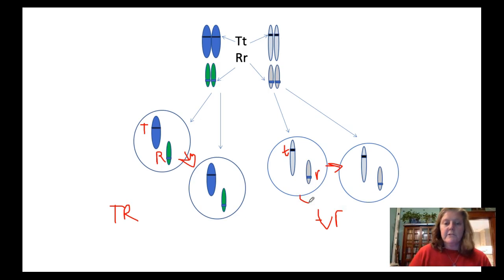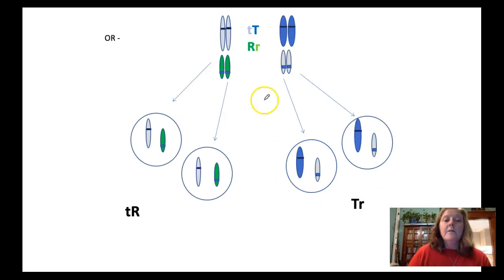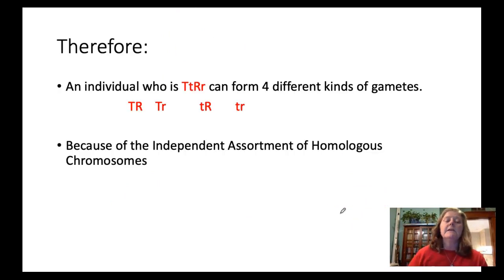I won't try to draw a circle around them. That's not going to happen. But we can also see that in this setup, the chromosomes that are carrying the trait for height have switched places, where they're lining up on the metaphase plate. And so in this case, we could get a little t and a big R, or a big T and a little r. So that gives us a total of 4 different combinations that are possible in the gamete.